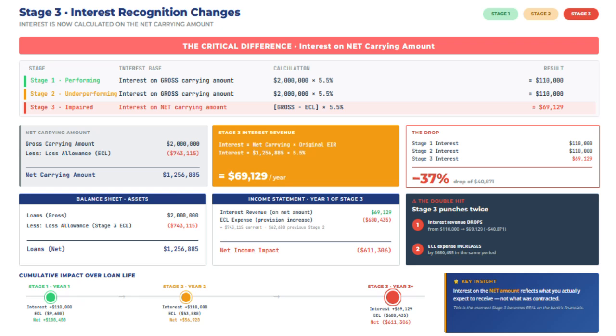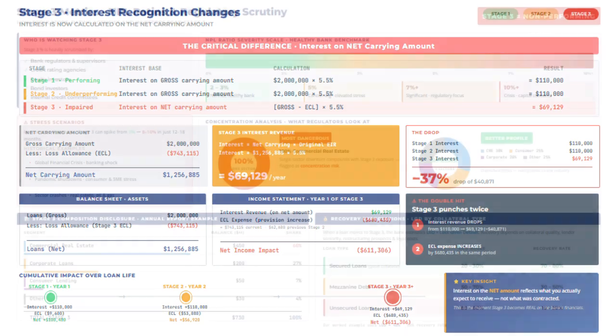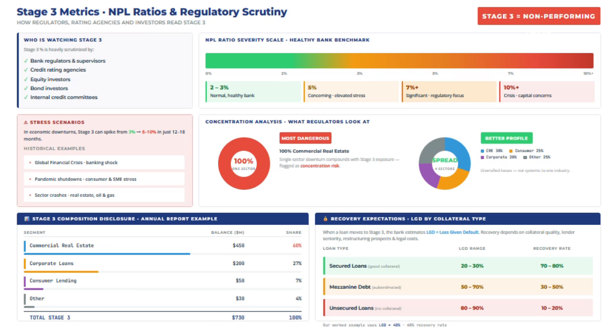Now stage 3 is where the regulators, rating agencies and investors focus their attention. This is non-performing loans and it's highly scrutinized. 5 critical groups monitor stage 3 closely: the banks, regulators and supervisors, credit rating agencies, equity investors, bond investors, and internal credit committees. Now a healthy bank has a stage 3 NPL ratio below 2%. That's normal and expected. Stage 3 at 2 to 3% signals early distress. The bank is experiencing some credit deterioration. Stage 3 at 5% to 7% triggers significant regulatory focus.